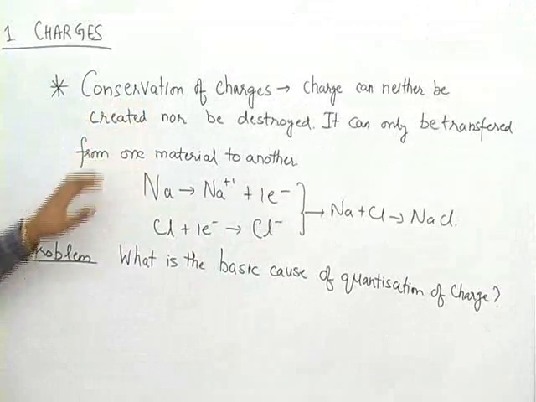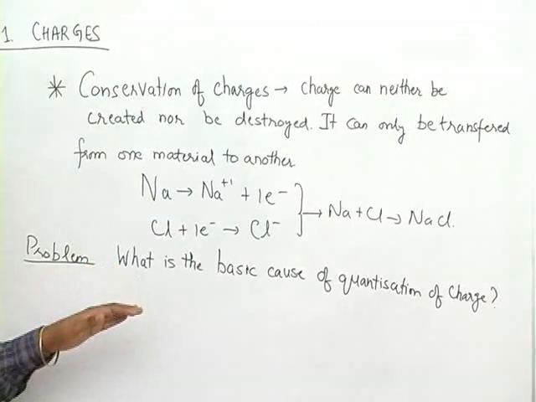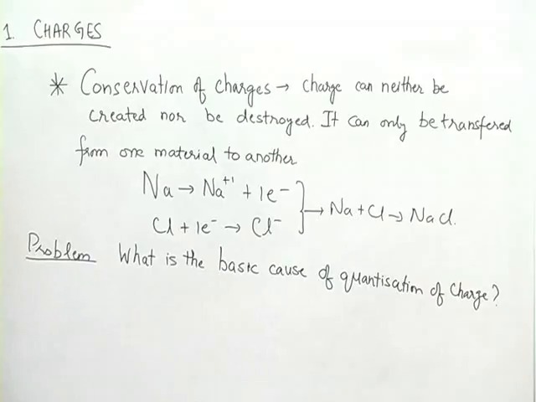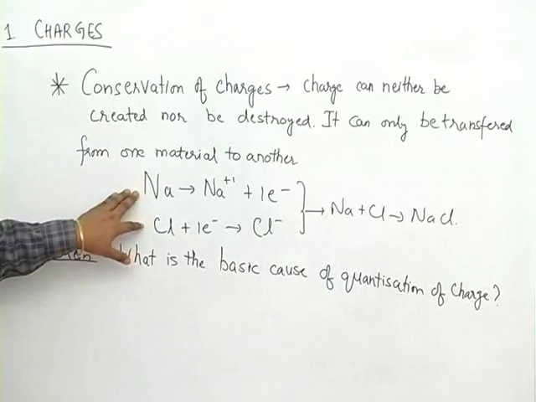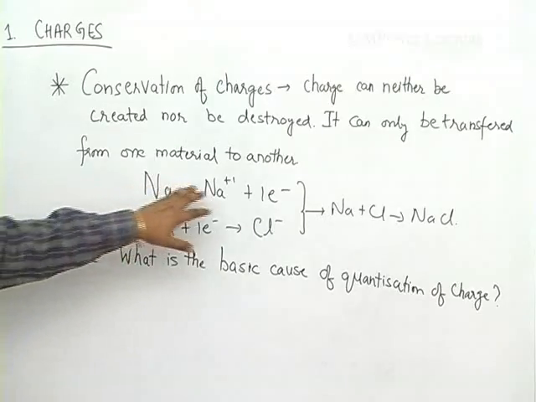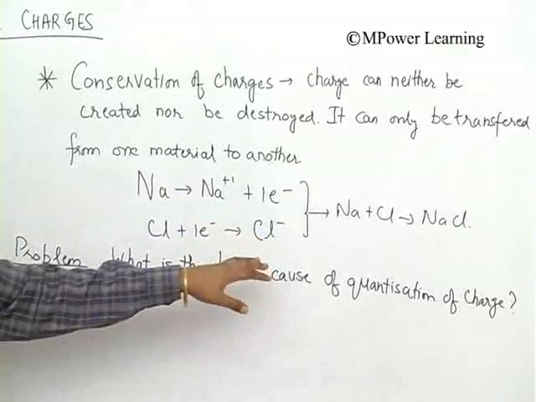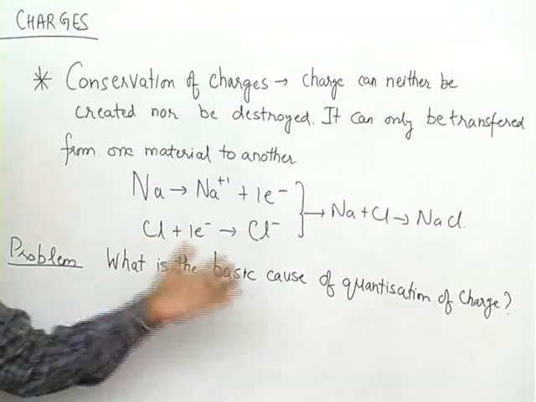Okay. Now a problem that we can do related to charges, which is often asked in the CBSE exams, is what is the basic cause of quantization of charges? Okay. What is the basic cause of quantization of charges? This example we can look at. What is actually happening? How is charge being created on sodium and chlorine? It is only being created because of transfer of electrons. Okay. So remember, charge is always created when electrons are being transferred from one point to another point.